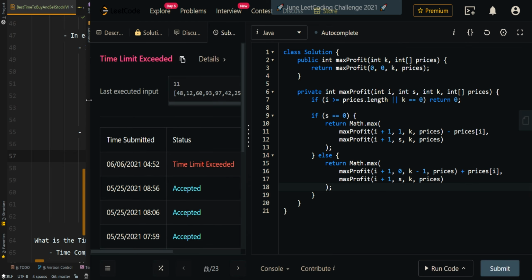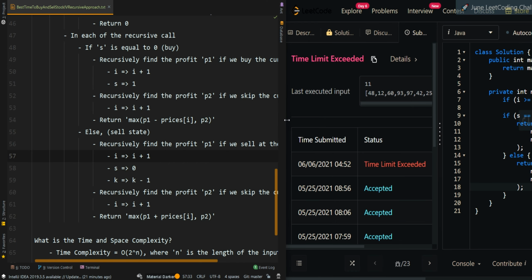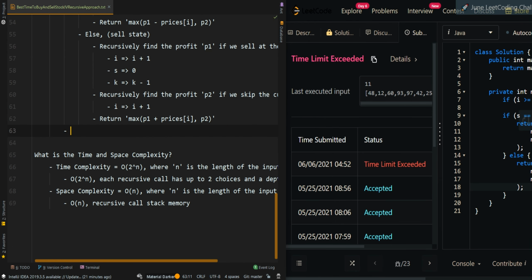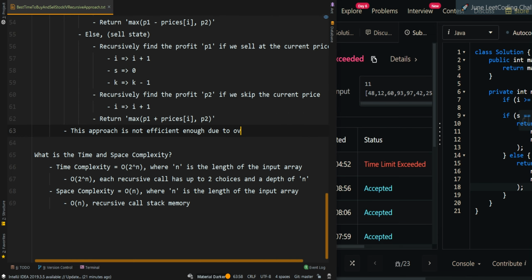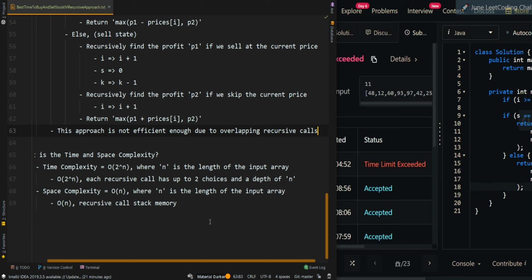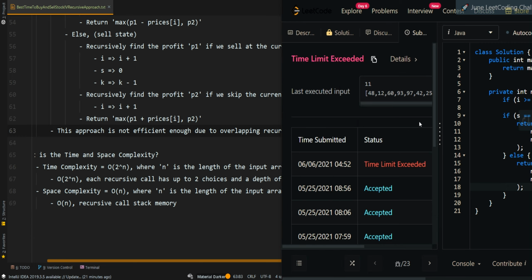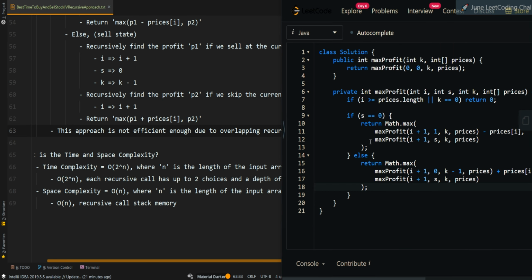Okay, we're getting our TLE error. So this approach is not efficient enough due to overlapping recursive calls. So in the next video, we'll be going over the memoization approach where we perform an optimization to the recursive approach. Let me know if you have any questions in the comment section below.